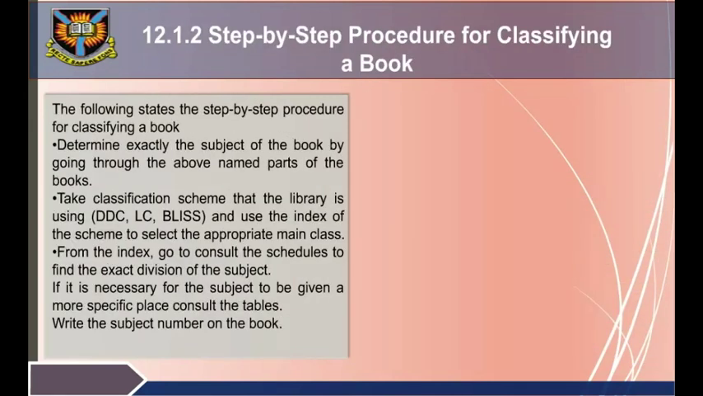Step-by-step procedure for classifying a book. The following states the step-by-step procedure for classifying a book. Determine exactly the subject of the book by going through the above named parts of the book. Take the classification scheme that the library is using and use the index of the scheme to select the appropriate main class. From the index, go to consult the schedules to find the exact division of the subject. If it is necessary for the subject to be given a more specific place, consult the tables. Write the subject number on the book.